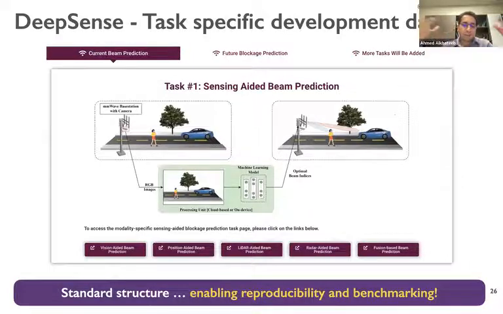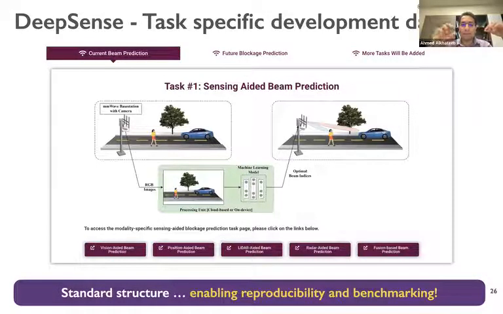It's important for these machine learning solutions to be reproducible and to have a simple way to compare results and to benchmark, really following the standard in the machine learning community. So in order to do that, we also defined what we call task-specific datasets. We looked at the important machine learning tasks: beam prediction, current beam prediction, future beam prediction, blockage prediction, and so on. And then we'll keep adding more and more tasks.